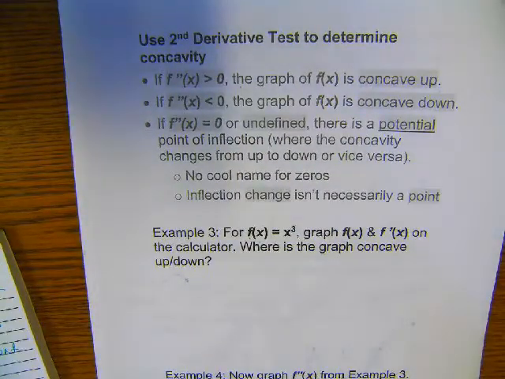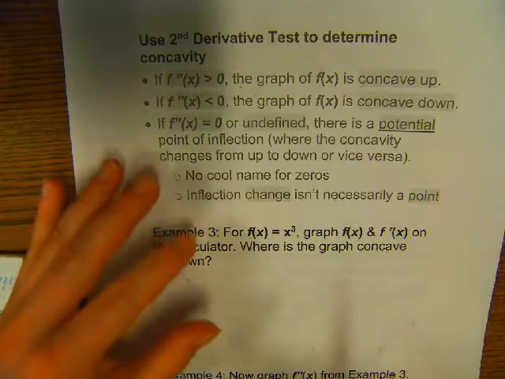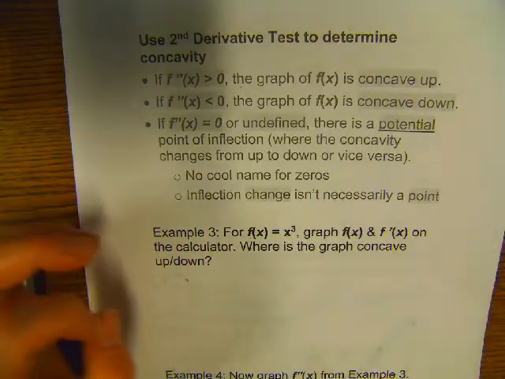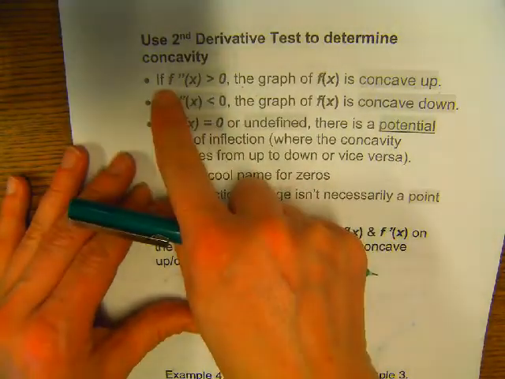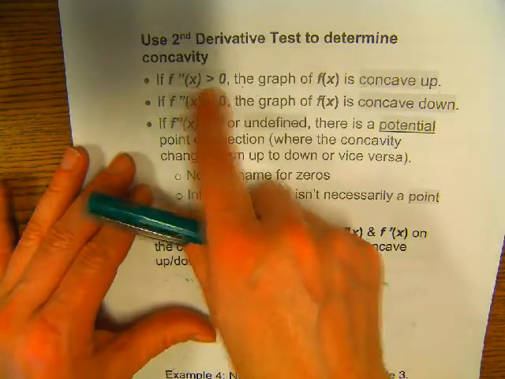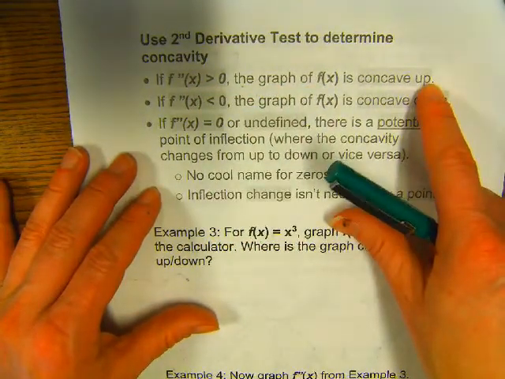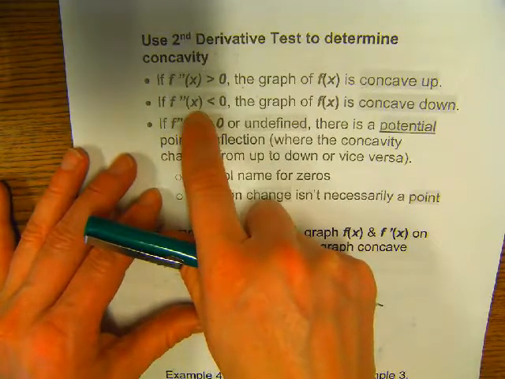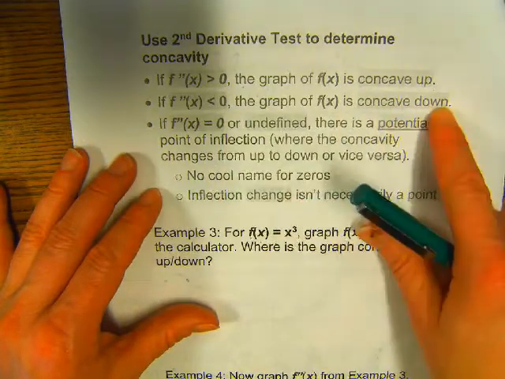So how do I use the second derivative test to determine concavity? Well, remember the second derivative is the slope of the first derivative. If a function is concave up, where f prime of x is increasing, the slope of that graph is going to be positive. And so if the double derivative, or the second derivative, is positive, the graph of the original function is concave up. Similarly, if the double derivative is negative, that means the derivative is decreasing, therefore the function is concave down.